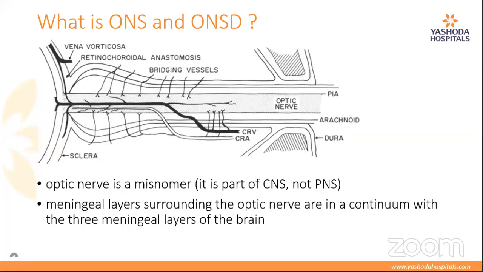The meningeal layers surrounding the optic nerve are in a continuum with the three meningeal layers of the brain. So it becomes a very important part. And even in traumatic and non-traumatic patients, this optic nerve sheath diameter can rise, and it can indicate that there is a rise in the ICP, that is, the intracranial pressure.